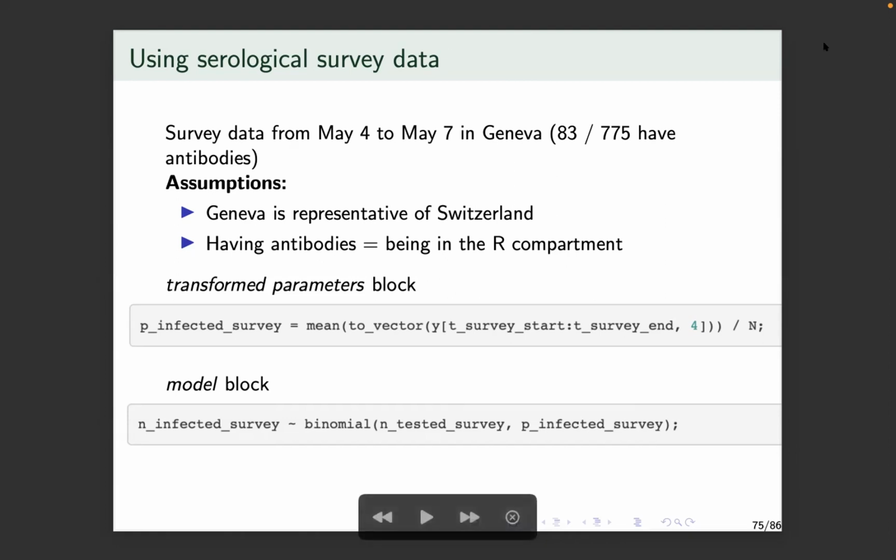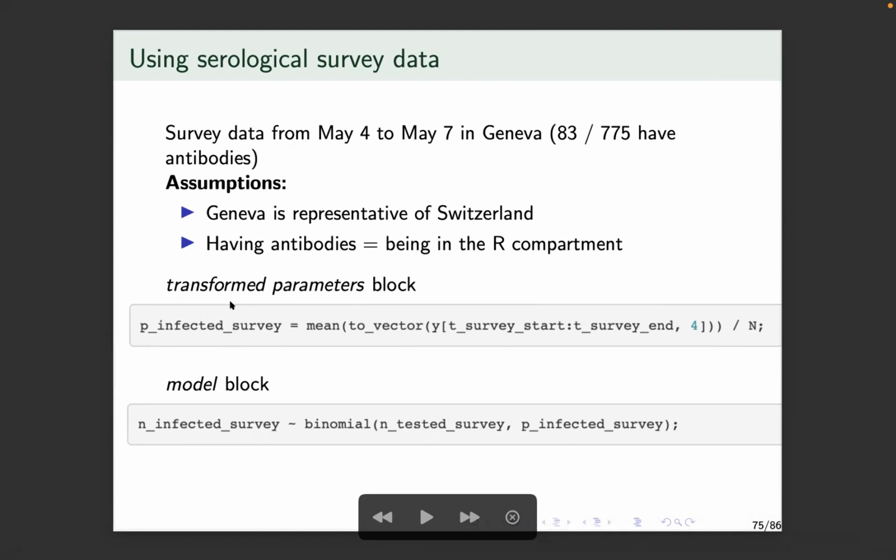But if we make this assumption, adding this new source of data is actually very simple. We just have to add two lines of code. In the transformed parameters block, we create a new parameter, P infected survey, which is the probability of having antibodies at the time of the survey. To compute it, we say that it's the proportion of people in the R compartment during this time. You can see that we take the mean of the 4th dimension of Y, which is the number of people in the R compartment. We divide it by N, the total number of people.